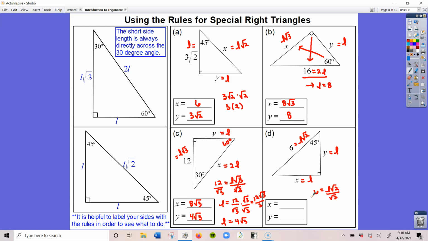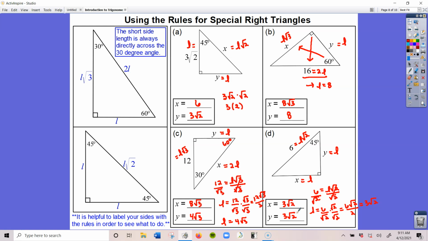Divide by the square root of 2. And we get that L is equal to 6 over the square root of 2, which now, of course, I have to rationalize. And that gives me 6 square root of 2 over 2, which can be simplified to 3 square root of 2. So that's L. That means that both x and y are 3 square root of 2. And that's using our special right triangles.